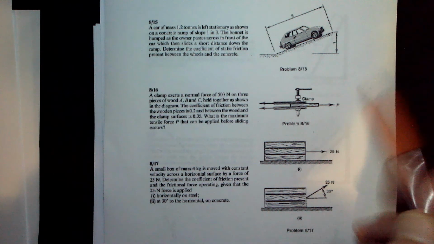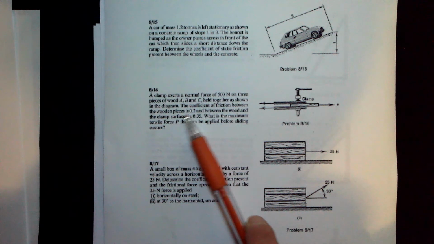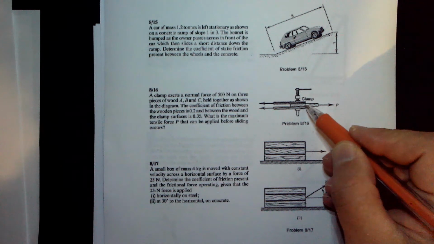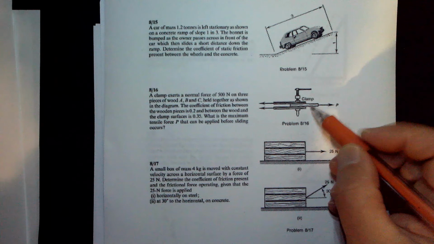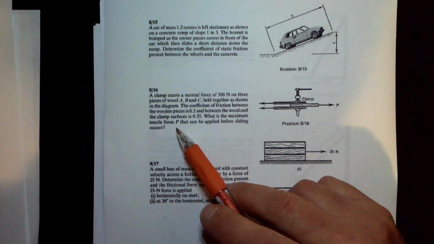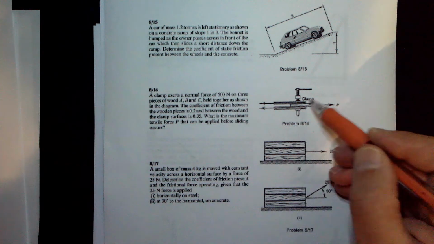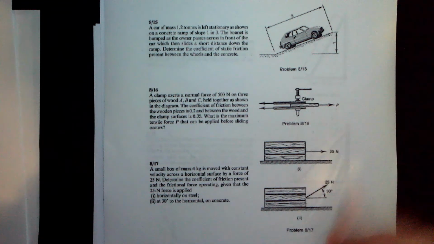And we're given the information that the friction between the wood pieces, so it's between that and the two wood, so that surface in there, is 0.2, and the wood and the clamp is 0.35, so between the clamp and the wood is 0.35. So we need to work out what P is. Okay.